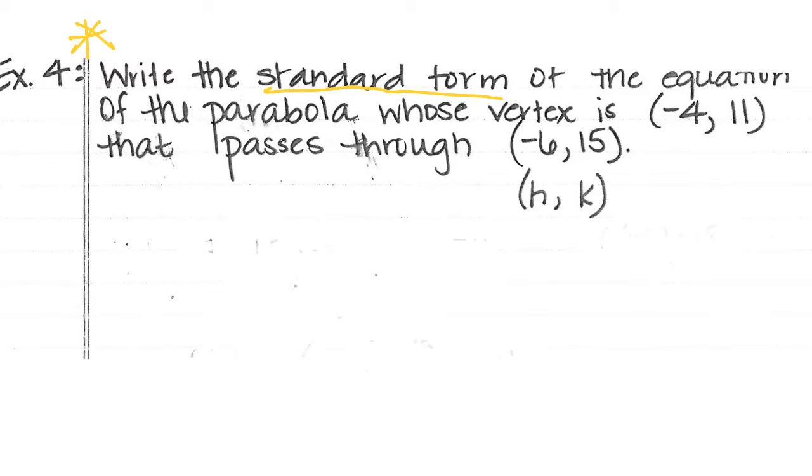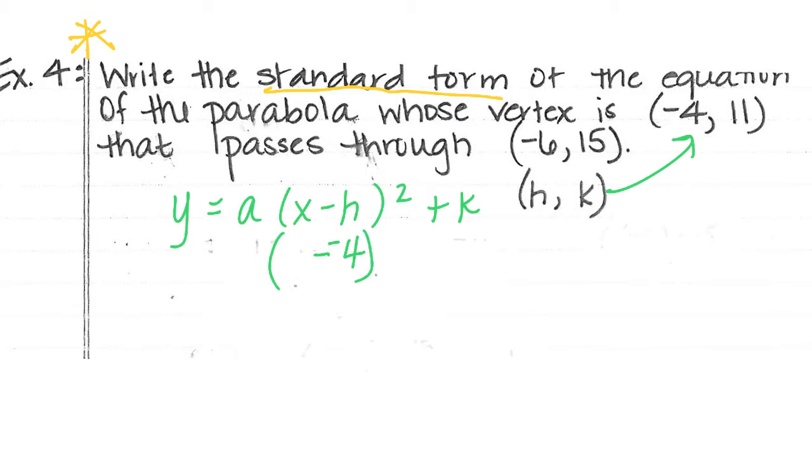The first thing we have to talk about is we want it in this form: y equals a times (x minus h) quantity squared, plus k. Remember, the vertex is the (h, k). So in this case, I'm going to put in a negative 4 and an 11. And it also passes through (-6, 15). Well, 15 is the y, and negative 6 goes here.